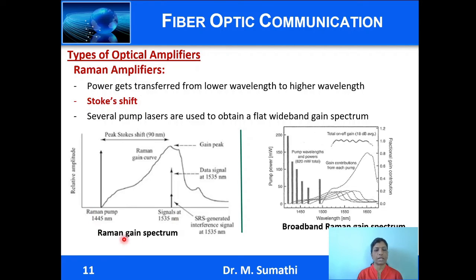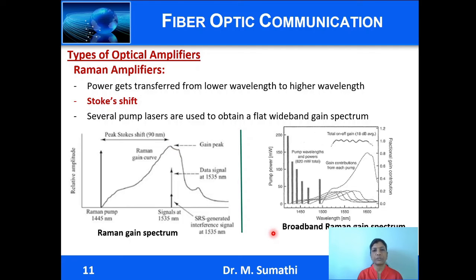This graph shows the Raman gain spectrum, and for a Raman pump that operates at 1445 nanometer, the maximum power transfer occurs for a signal at 1535 nanometer, that is the peak Stokes shift is for 90 nanometer difference.